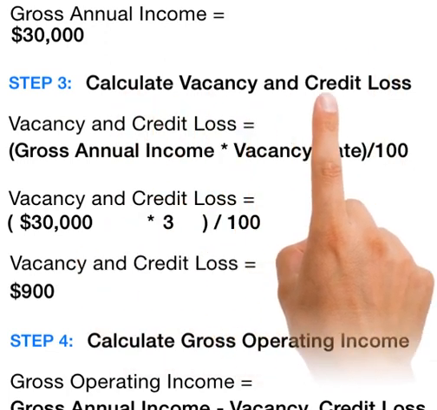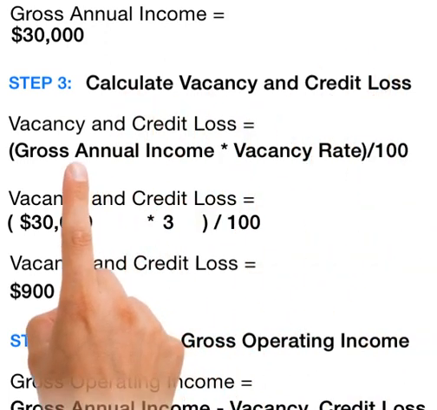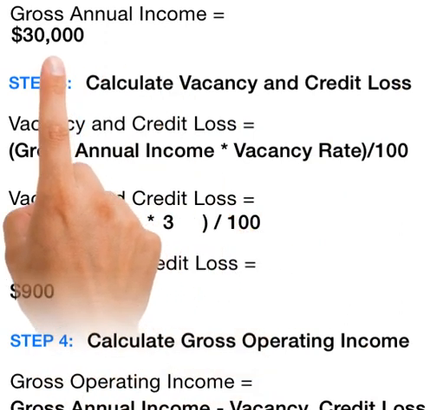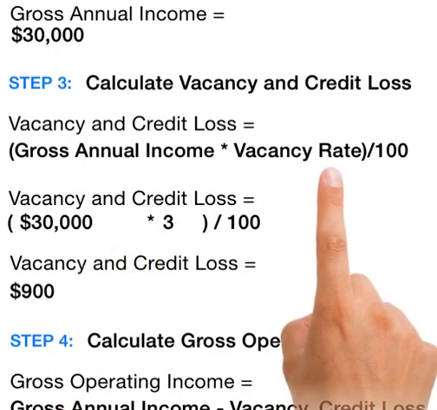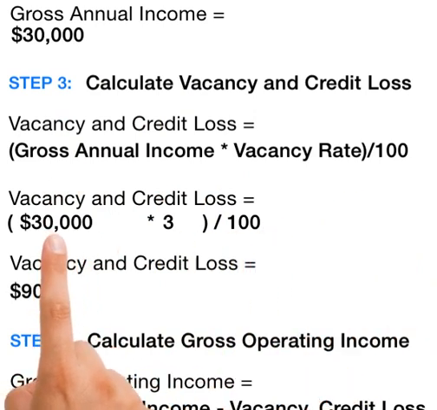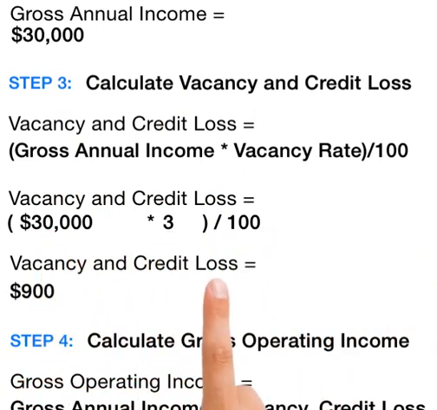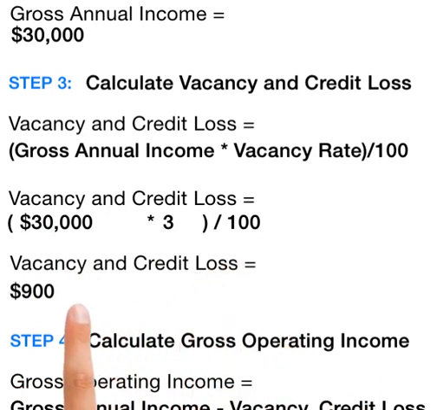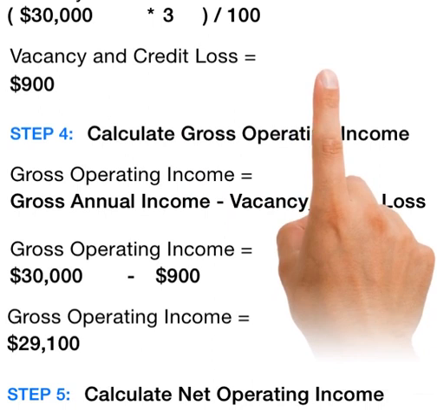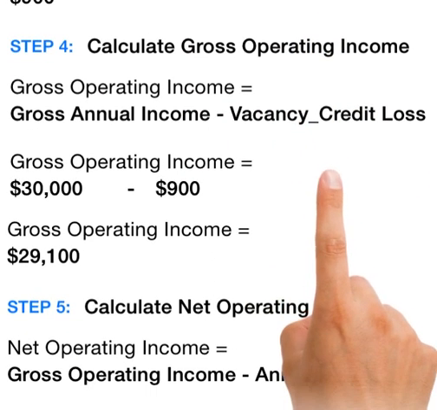Then we calculate the vacancy rate and credit loss. We calculate the vacancy and credit loss by multiplying the gross annual income, which we just calculated, times the vacancy rate that we saw above was 3%, and we plug in the numbers. 30,000 times 3 divided by 100, since it's a percentage, we come up with 900. So $900 is what we expect to lose due to lack of collecting rent during a specific year on this property.